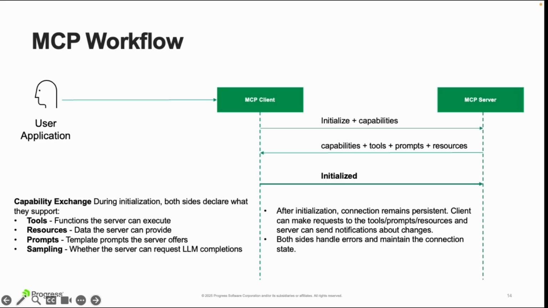Then the MCP server gets the first handshake from the client. It understands the capabilities and says that I also have the following capabilities, which means I have tools, I have prompts, I have resources. This is what I support. So now once the handshake is done, then the initialization process is finished.